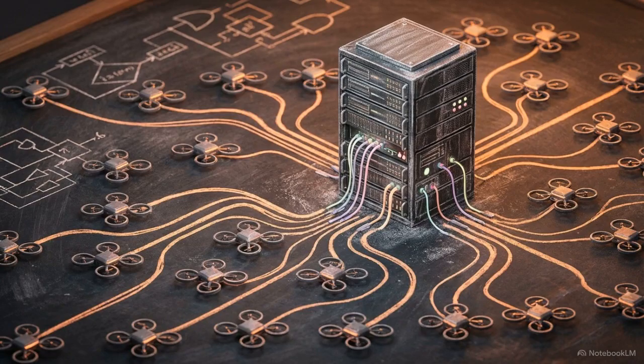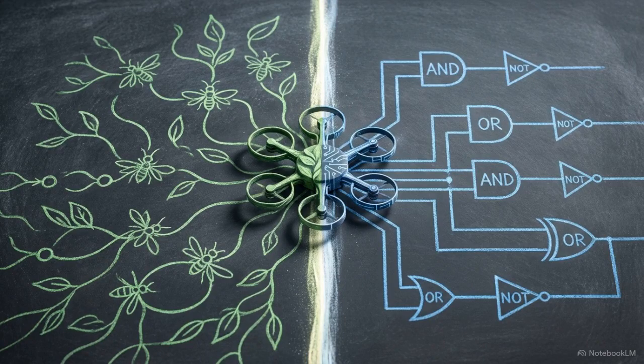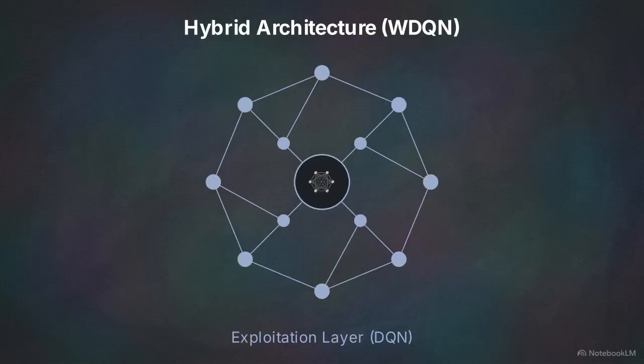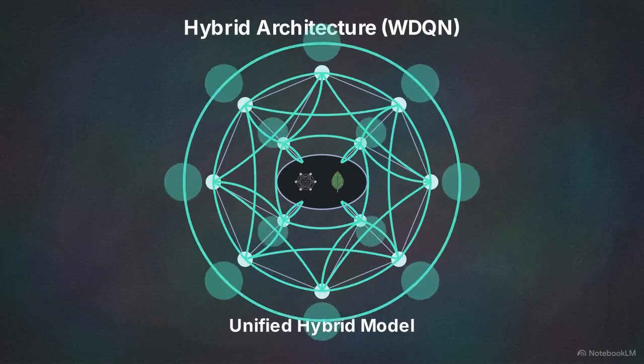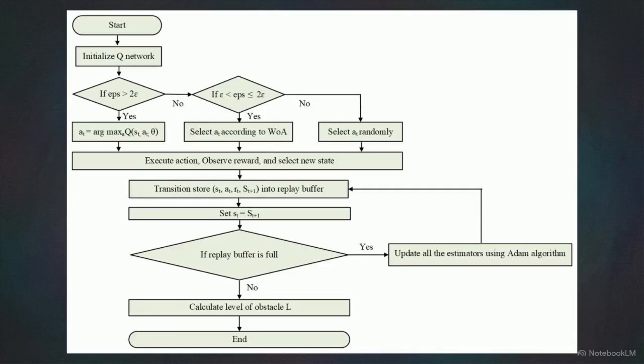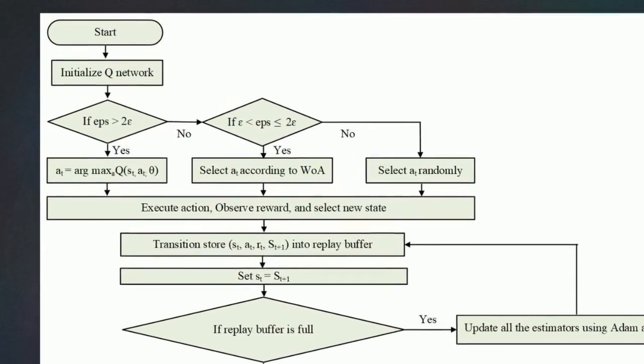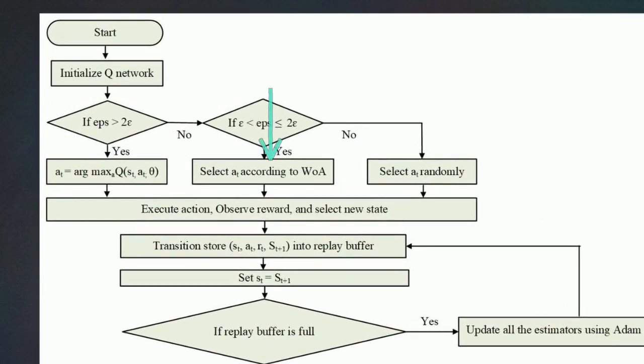The modern solution is the hybrid architecture. Engineers embed a highly efficient metaheuristic directly inside the machine learning loop, merging both models. This flowchart maps the Whale-inspired Deep Q network. The primary gate executes actions based on deep learning, but a secondary gate forces the Whale optimization algorithm to dictate action selection, effectively hard-coding a bio-inspired exploration ratio directly into the neural network's blind spots.